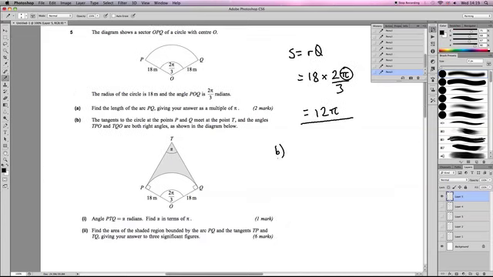Question B. Tangents to circles P and Q meet at the point T, right here. And the angles TPO and TQO are both right angles. So a right angle here and a right angle here. And that's going to be very helpful in a minute. As shown in the diagram below, the angle PTQ is alpha. Find alpha in terms of pi.